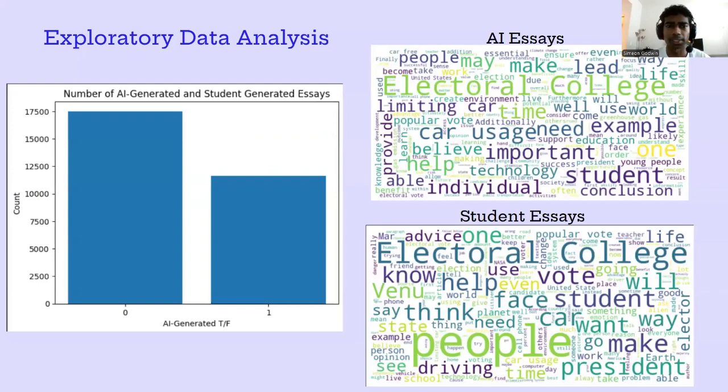Just to do some exploratory data analysis, here's a bar chart showing the number of each category. As you can see, there are a few thousand more student-generated essays than AI-generated essays. And then these word clouds on the right kind of show the commonly used words in each category of essay.